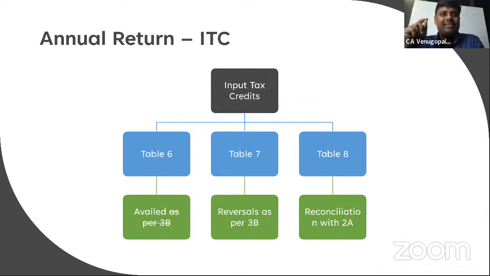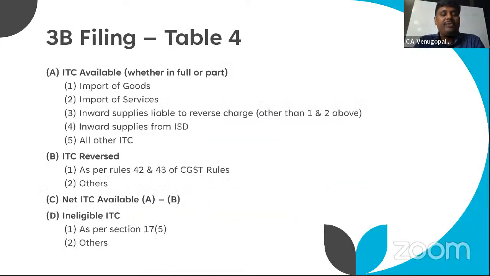You might notice that "availed as per 3B" is struck out. I'm only intending to look at what table 6 should report, which is the credits that have been availed. In fact, it may so happen that some might have made an error in reporting of credits in GSTR 3B. Let's look at how we report it in GSTR 3B and what errors could have happened. If you notice, in GSTR 3B, the input tax credit is reported in table 4. It has 4 subparts. 4A deals with the gross input tax credit that has been availed.